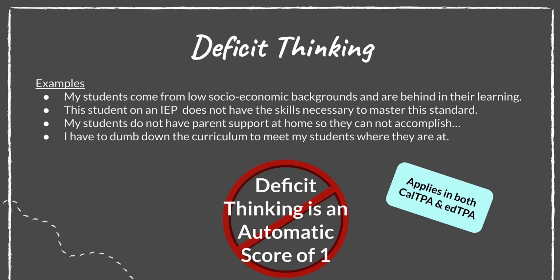One thing we always want to make sure we talk to the candidates about is deficit thinking. Examples include, my students come from low socioeconomic backgrounds and are behind in their learning, or I have to dumb down the curriculum to meet my students where they're at. Any writing of this type is an automatic score of 1 on both the CalTPA and the EdTPA.